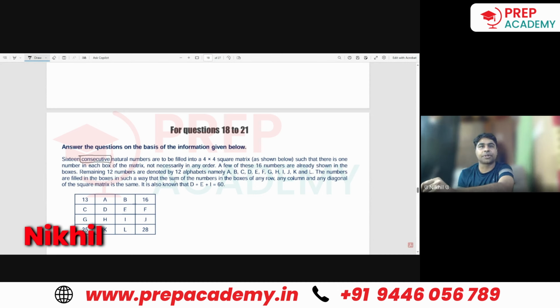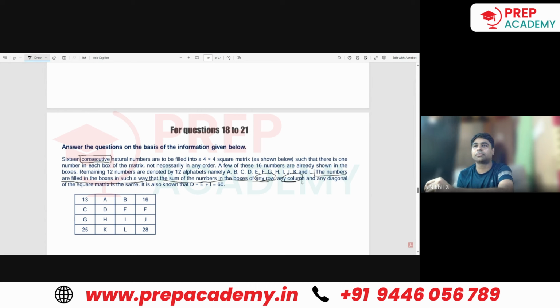So coming back to the question, now this is the most important line. The numbers are filled in the boxes in such a way that the sum of the numbers in the boxes of any row, any column, and any diagonal of the square matrix is the same. So that means this particular row summation would be equal to this particular one.